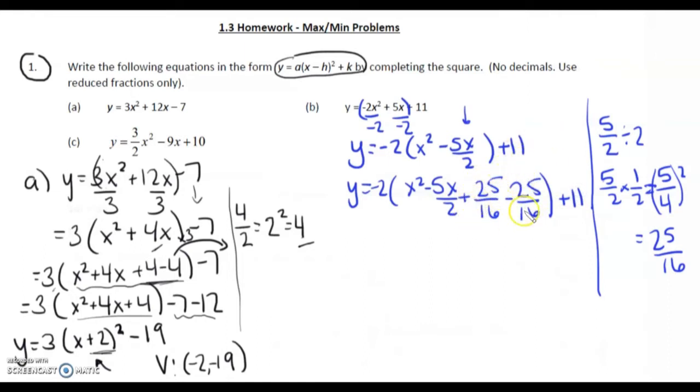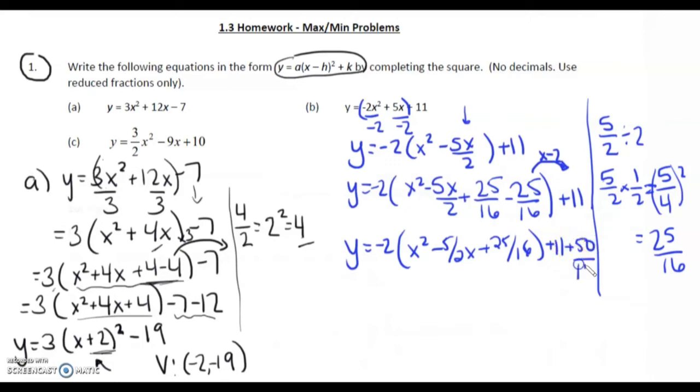Okay, take this negative 25 over 16 and we're going to bring it out of the bracket. But because there was a negative 2 on the bracket, we're going to multiply by negative 2. So we're left with a trinomial in the bracket, x squared minus 5 over 2x plus 25 over 16. And then we're going to have plus 11, and this is multiplied by negative 2. We can just simply go negative 50 plus 50 over 16.